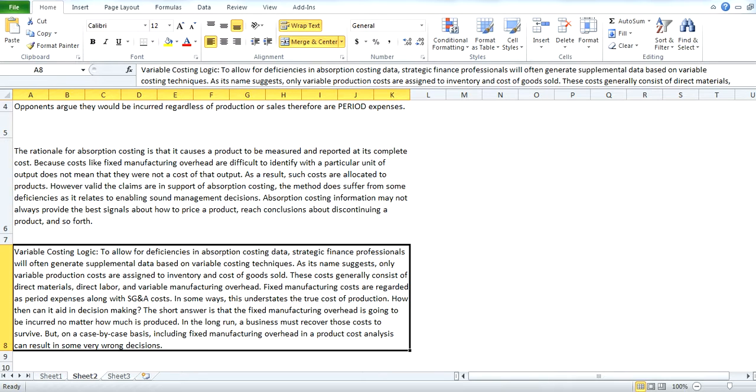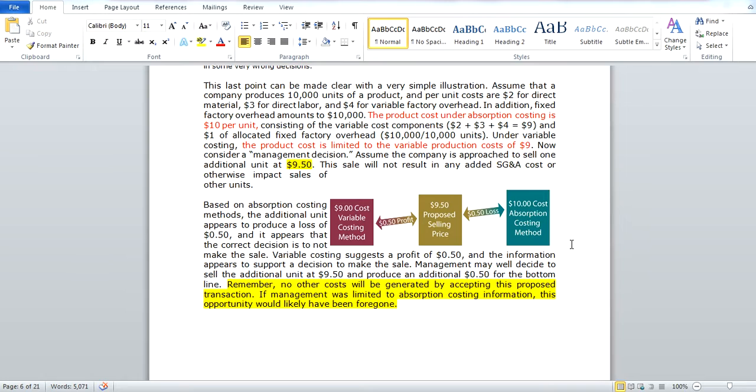Okay? And what we're talking about here is an example like this. Something simple and straightforward. Assume that a company produces 10,000 units of a product. Okay, so we have 10,000 units of production, and the per unit costs are $2 for direct material, $3 for direct labor, and $4 for variable factory overhead. So right off the bat, we know that under both methods, we're already at $9 in variable production costs. In addition, fixed factory overhead amounts to $10,000.